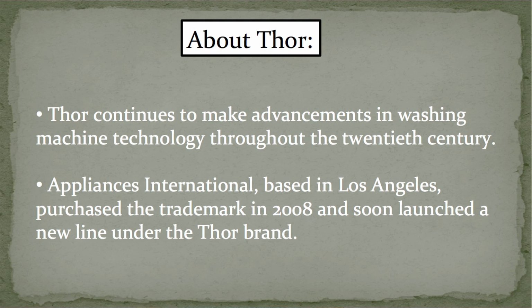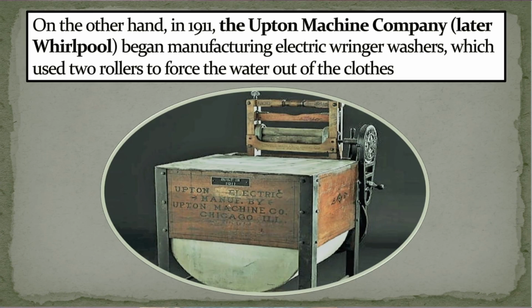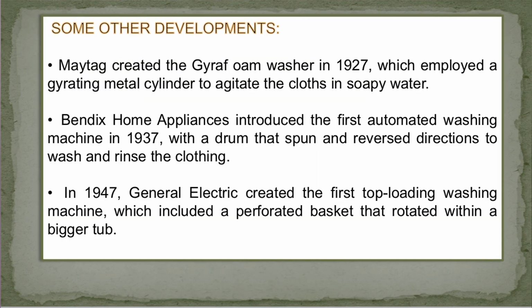Appliances International, based in Los Angeles, pursued the trademark in 2008 and soon launched a new line under the Thor brand. On the other hand, in 1911, the Upton Machine Company began manufacturing electric wringer washers which used two rollers to force the water out of the clothes. Maytag created the gyrafoam washer in 1927, which employed a cast metal cylinder to agitate the clothes in soapy water.